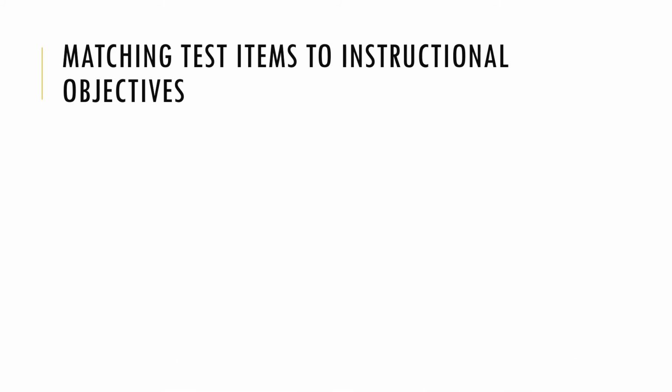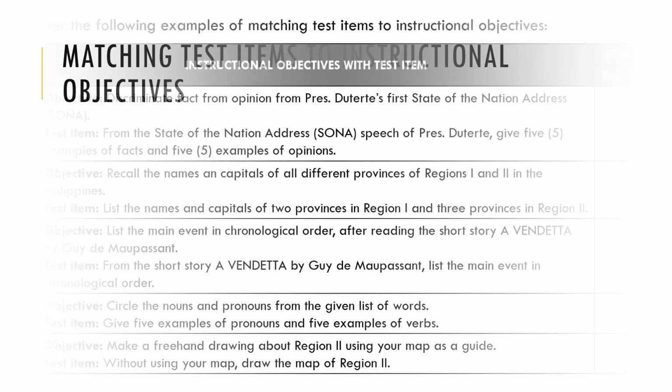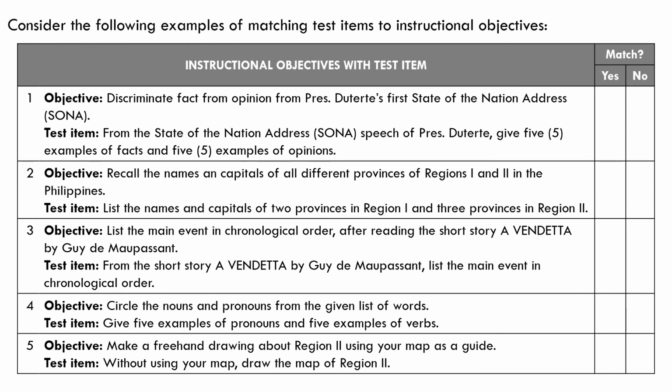Consider the following examples of matching test items to instructional objectives, as adapted and modified by the author from Akabizin and Burrich 2007. From the table, items 1 and 3 have learning outcomes that match the test items, while items 2, 4, and 5 have learning outcomes that are unmatched with the test items.